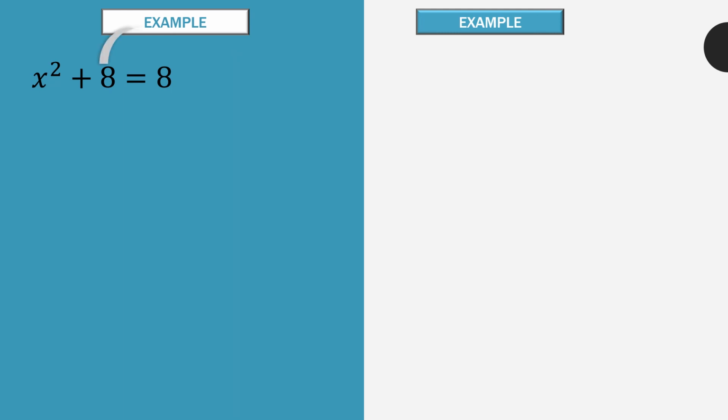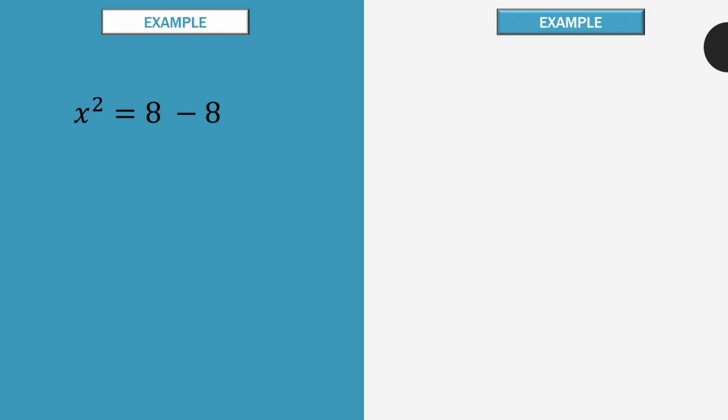We should transpose the 8 so that what remains on this side of the equation is only x squared or x. So, transpose. It becomes x squared is equal to 8 minus 8, which came from the equation x squared plus 8 is equal to 8. Okay? So, 8 minus 8 is equal to 0.